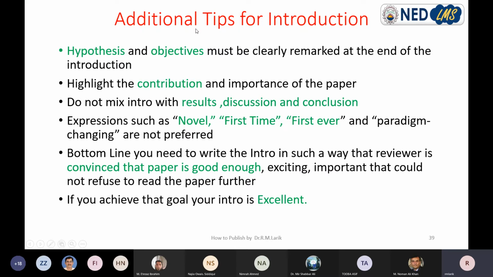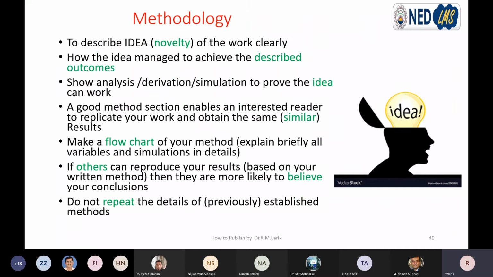So the bottom line: you need to write the intro in such a way that the reviewer is convinced the paper is good enough, because the intro starts from general, from the surface area to something specific. So if you achieve that goal, the intro is excellent, right? If your intro is excellent, your abstract is excellent, your title is excellent, hopefully your manuscript is going to be published, and there is an 80 to 90% chance that it is going to be published.